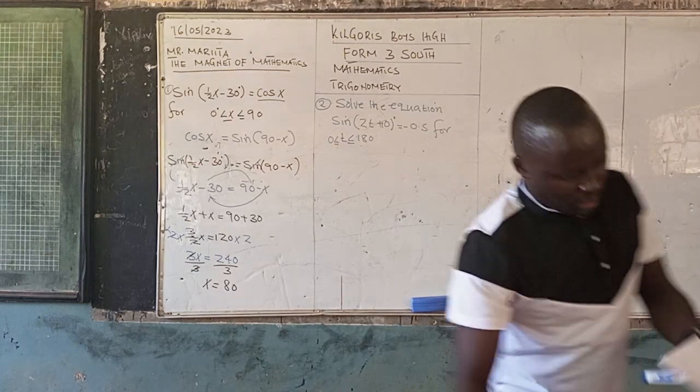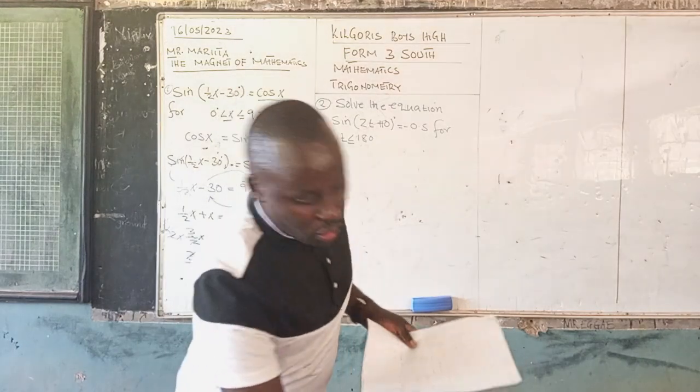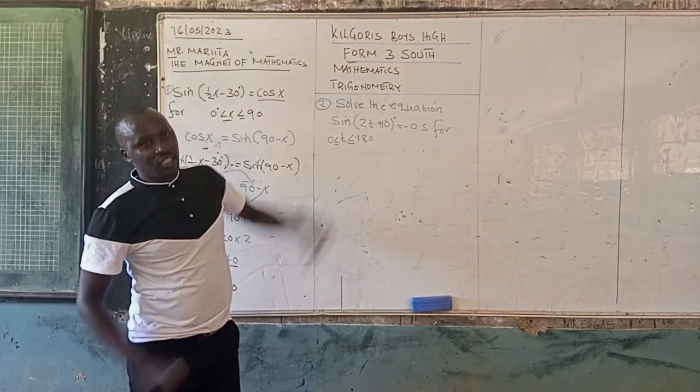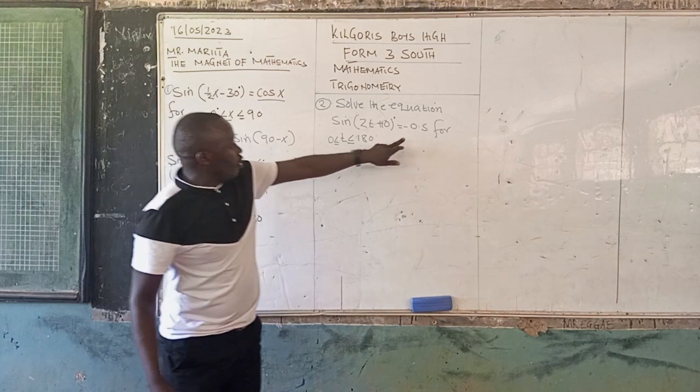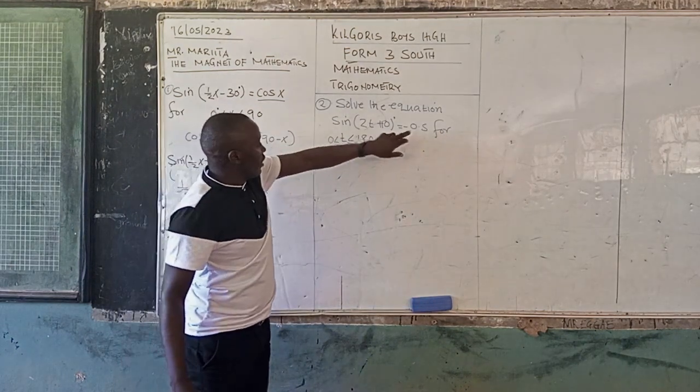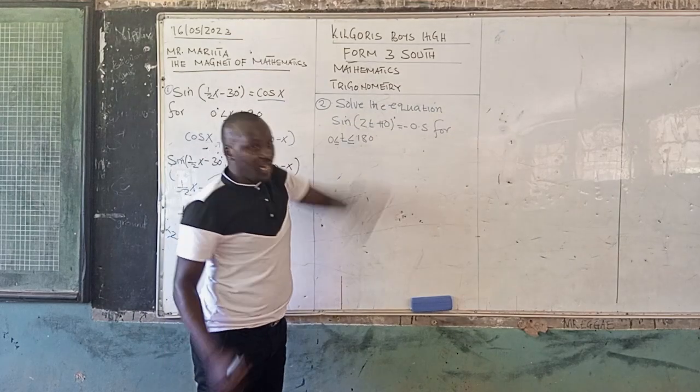Now, for you to solve this equation, you have to start from a unit circle. You need to know sine of 0 is negative 0.5. We have a negative here.